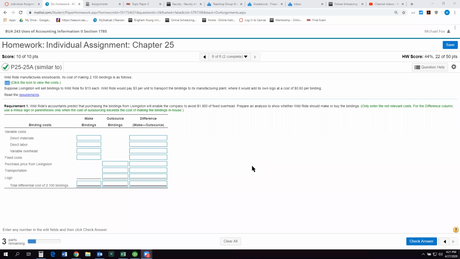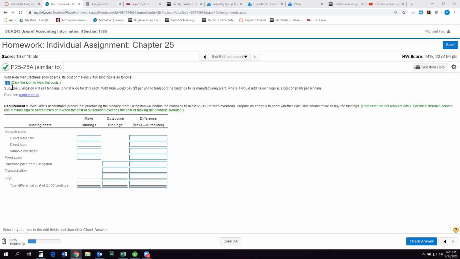All right, here is 25-25A, which is number 6 on the Chapter 25 homework assignment. This one's a little weird in that you're dealing with costs. Like when we have profits later, we're actually going to see that they're negative, but we're not there yet. So let's just jump into this.